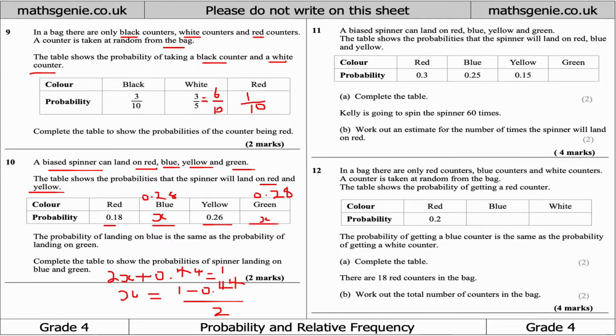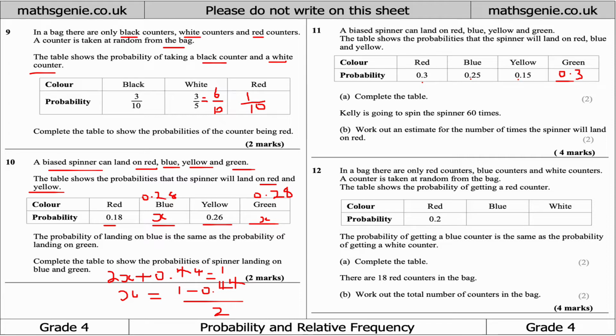This is question number 11, guys. A biased spinner can land on red, blue, yellow, and green. The table shows the probabilities that the spinner will land on red, blue, and yellow. Complete the table. So to work out green, it's one takeaway the sum of these three decimals. 0.3 plus 0.25 plus 0.15. Well, that plus that is 0.4 plus 0.3 is 0.7. So it's going to be 0.3 again.